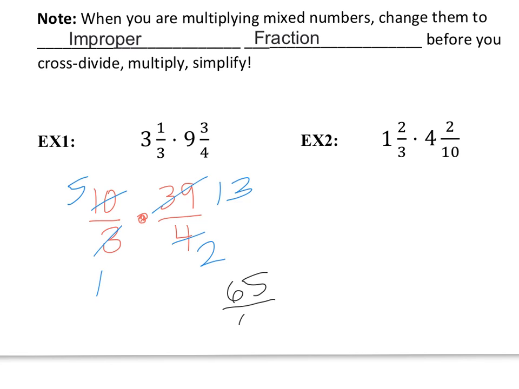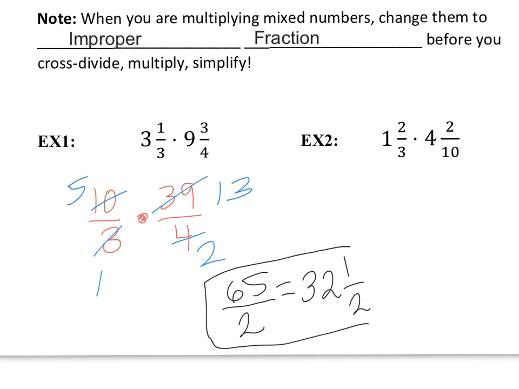65 over 2. I can leave it as an improper fraction, or I can convert it back. So 2 goes into 65 32 times, but then I'm left with a remainder of 1/2. So my answer is 65 over 2, or 32 and 1/2. And that would be my final answer for that example.